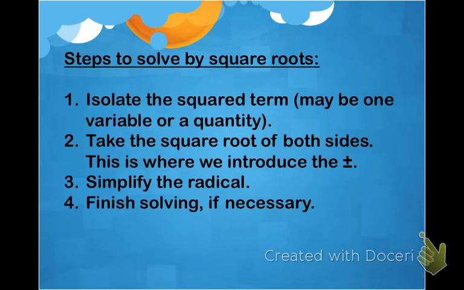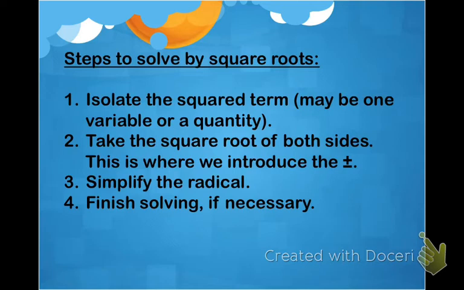So putting all of this together, this is the method we're going to follow to solve by square roots. Number 1, we're going to isolate the squared term. And like we saw in those first 2 examples, it might just be one variable, like an x squared, or it could be a whole quantity, like x minus 2 quantity squared. Either way, that's the piece we want to get by itself.